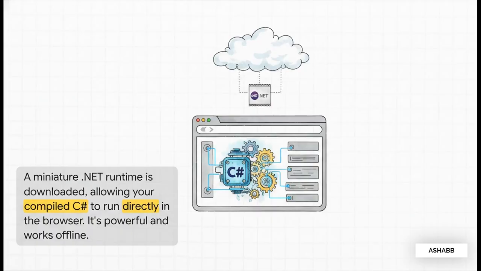First up, we've got Blazor WebAssembly, or WASM for short. Now, think of WebAssembly as this kind of universal bytecode for the web. It's a way for browsers to run code that isn't JavaScript. With Blazor, what happens is a tiny version of the .NET runtime gets downloaded to the user's browser just once. And after that, your C# code runs directly on their machine, like full speed ahead.